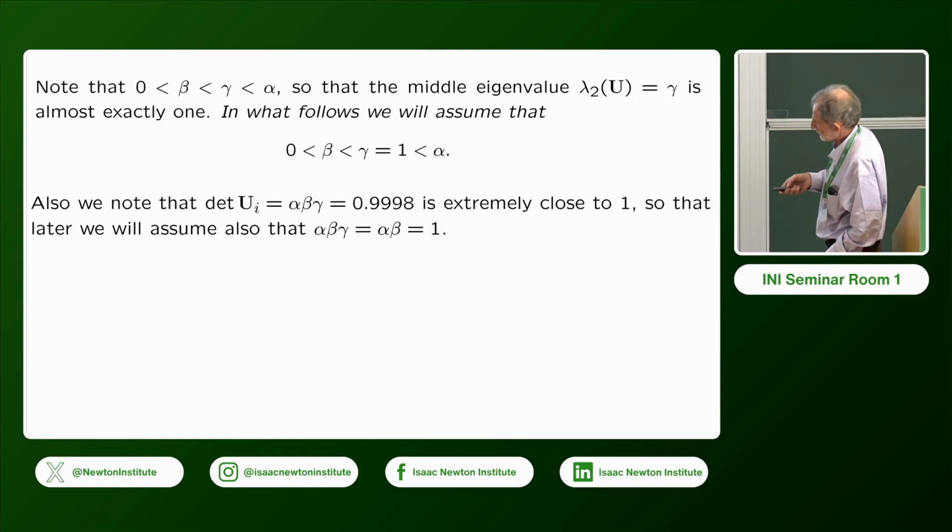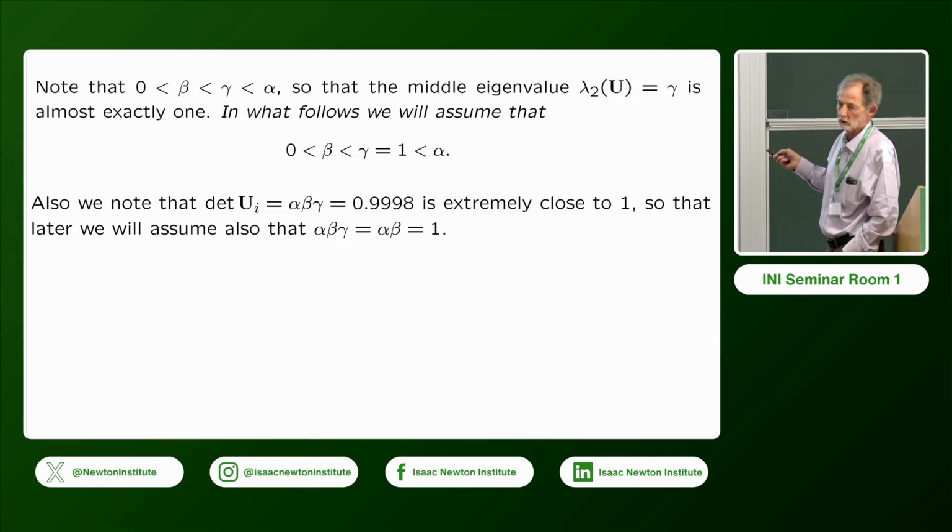But before that, I should also notice that the change of volume, which is the product of alpha, beta, gamma, the determinant of each of these U_i's, that's also extremely close to 1. And later, I will assume that that product is 1 as well. Right, but not all the time.